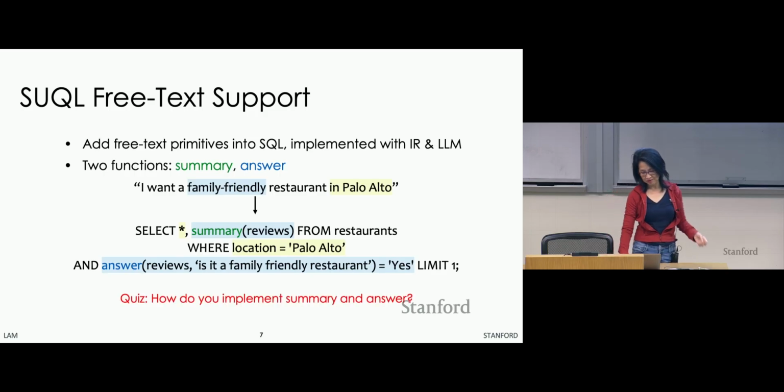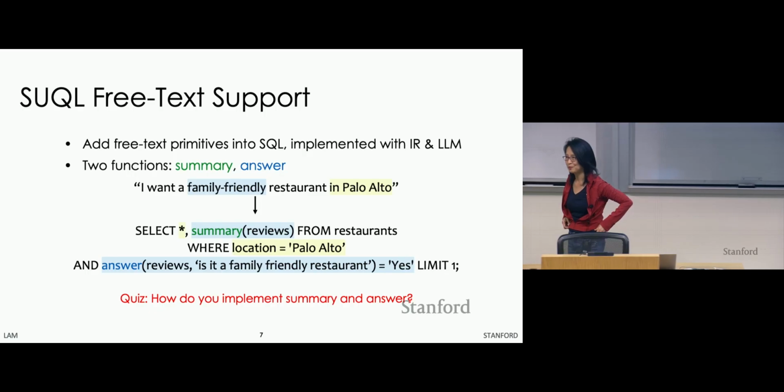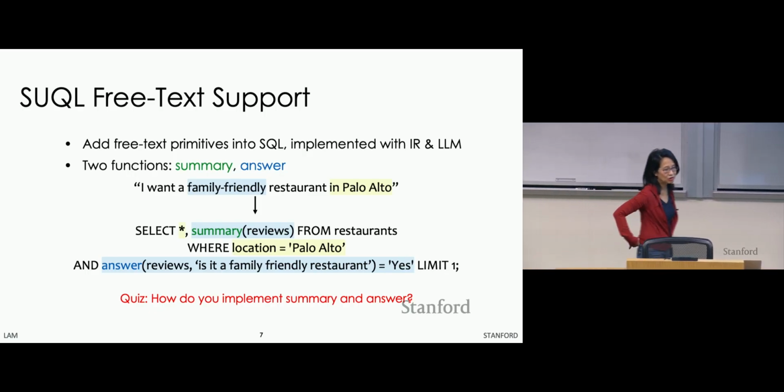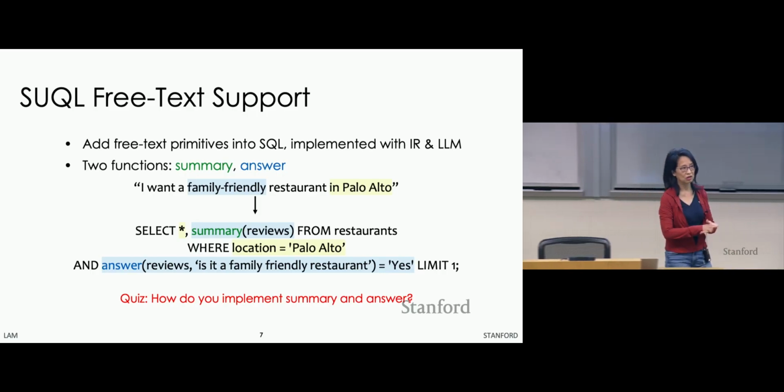Now, how do you implement summary and answer? There's the quiz. We have already talked about how you handle free text. So how do you implement summary and answer?